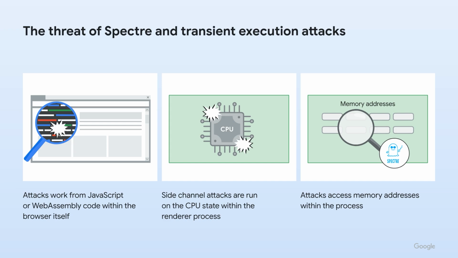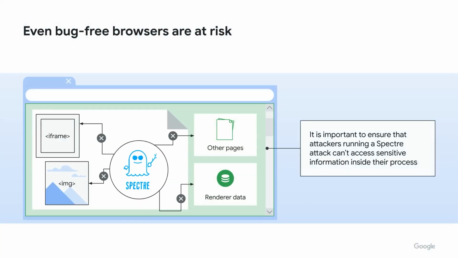Malicious actors can run side-channel attacks on the CPU state within the renderer process and use that to access memory addresses within the process. Without site isolation, this could even include data from cross-site iframes. This type of attack doesn't depend on any bugs being present in the browser. Users can have a completely bug-free browser and still be at risk from these types of attacks.